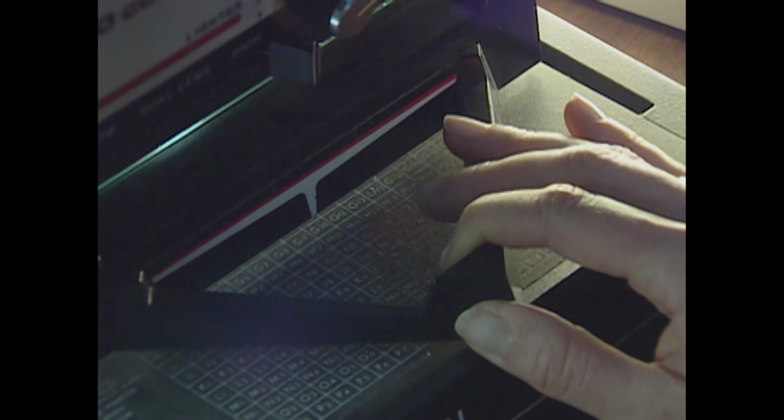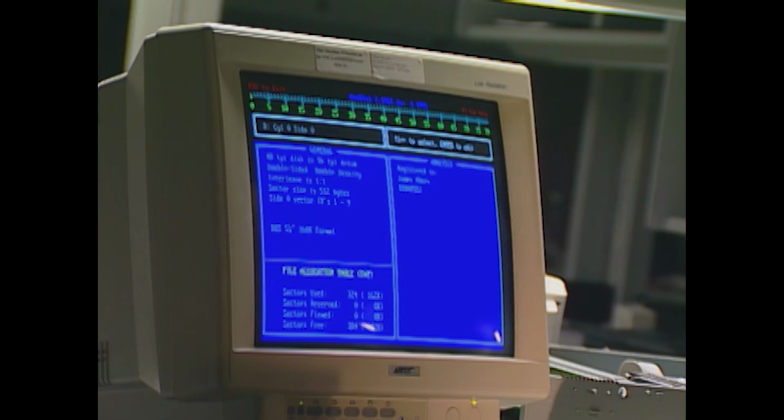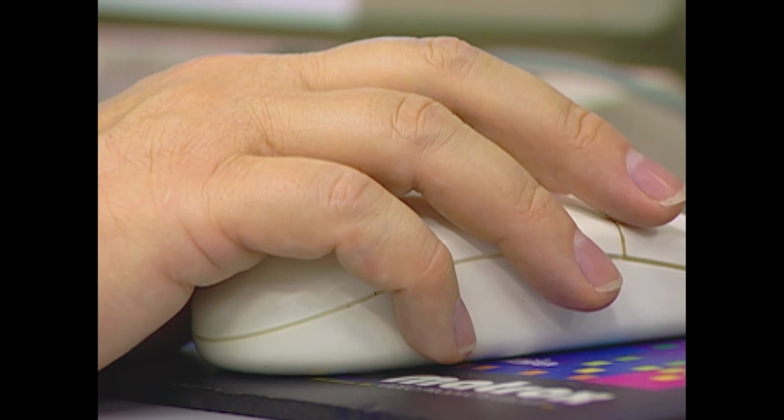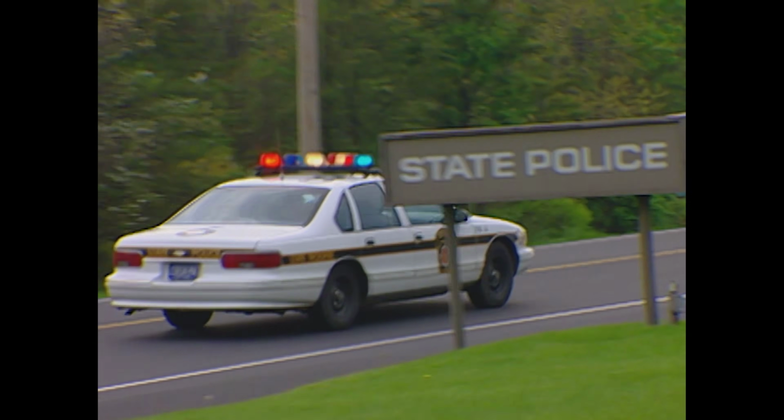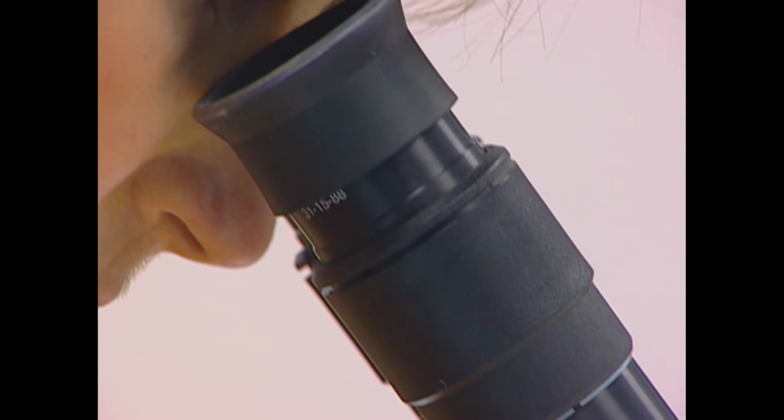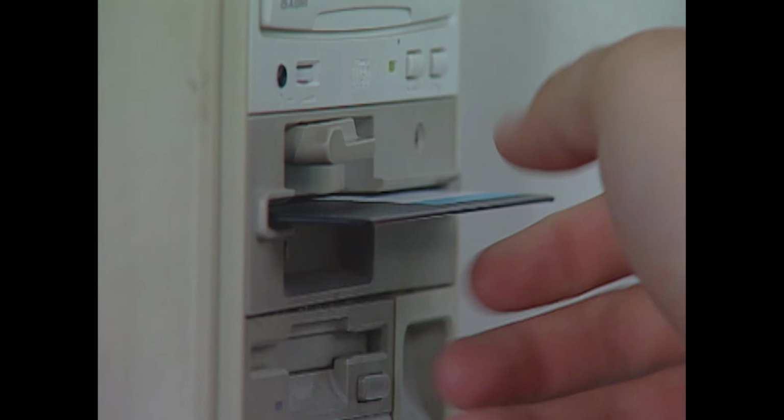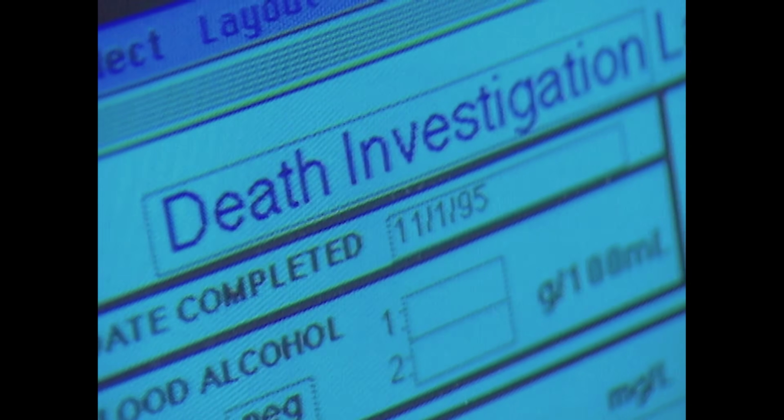Every phone call can be followed. Every transaction leaves a trace. Most of us never give it a second thought. But when a crime occurs, technology becomes an electronic witness.